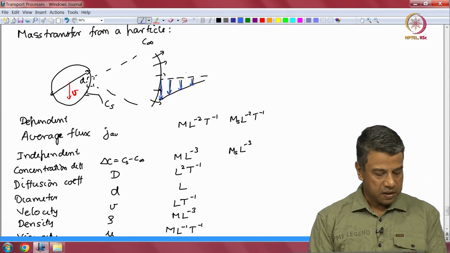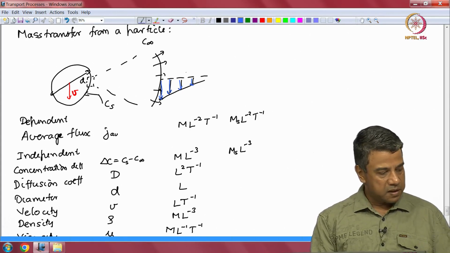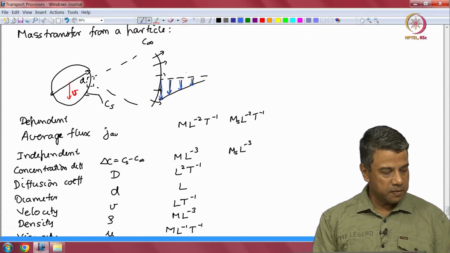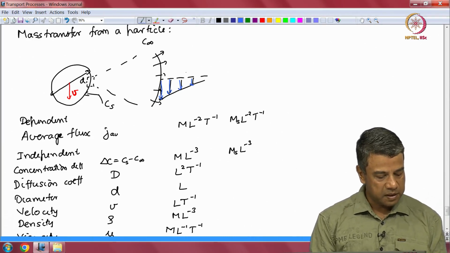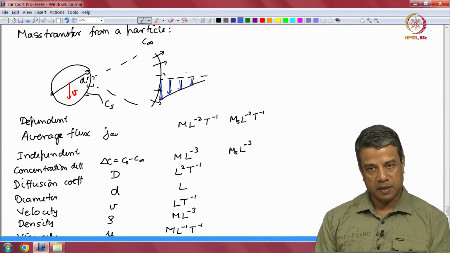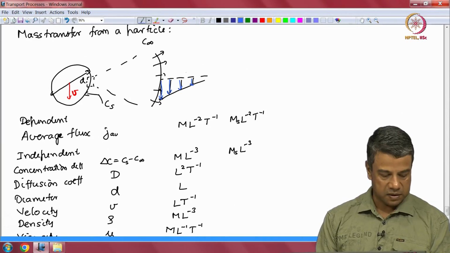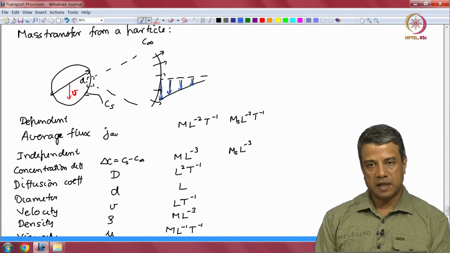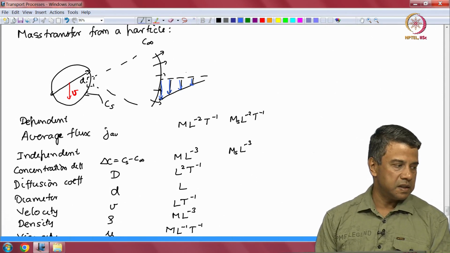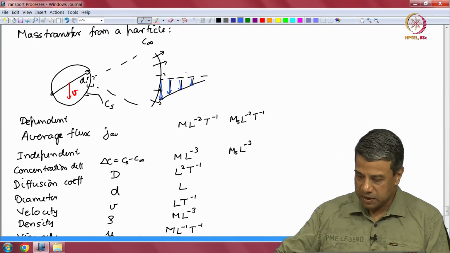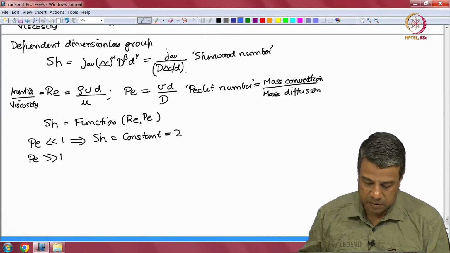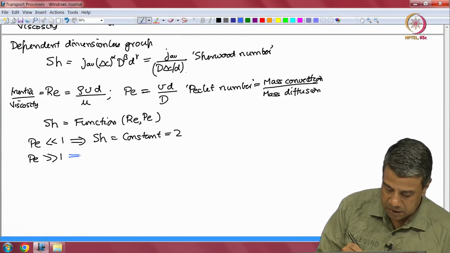And therefore, the Sherwood number is a function of Reynolds number and Peclet number, even in the limit of high Peclet number. You cannot neglect diffusion. You will have a balance between convection and diffusion close to the surface, convection along the surface and diffusion perpendicular to the surface, and this balance is what will determine the rate of transport across the surface. So, in the limit of large Peclet number, you cannot neglect diffusion.